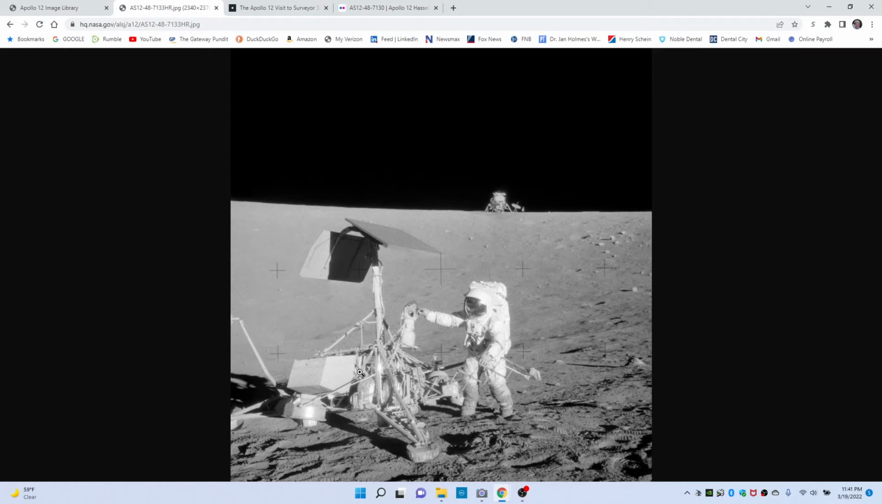In all the pictures they took, the top of it looks white. In all of the pictures that the Surveyor 3 took of this, it looks black. The reason it looks black, the way it's supposed to look, is because the top of this compartment was a mirror. And I will prove that to you now.